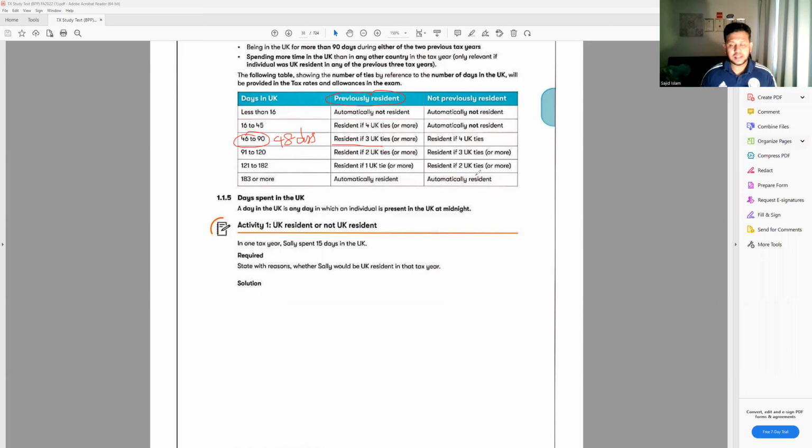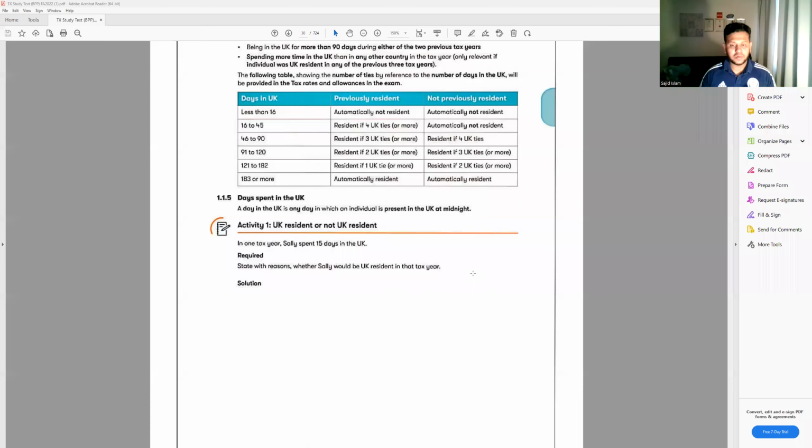So what are the 3 ties? The first tie, the wife. The next tie, the accommodation. And the third tie, the substantial work. That is 40 days, 3 hours a day, and he did that. So 3 ties are satisfied, and we can say he is automatically resident. He's a resident in the UK because of the ties.